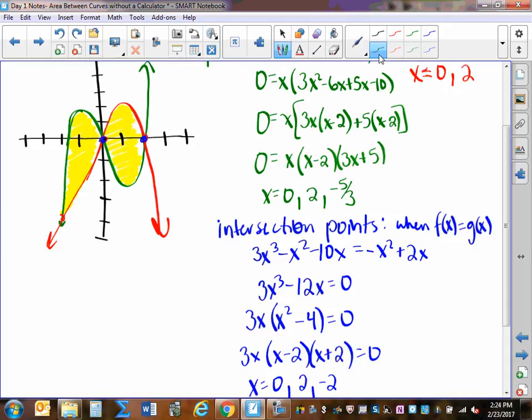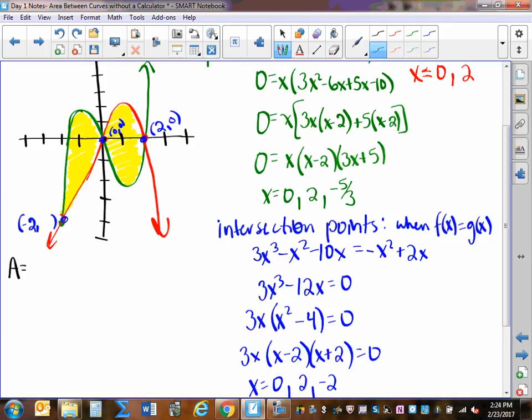Ooh, forgot to label my intersection. So this was -2, something. This we know is 0, 0. And this will tell us 2, 0. Okay. Alright. Let's see how you did with your integral.